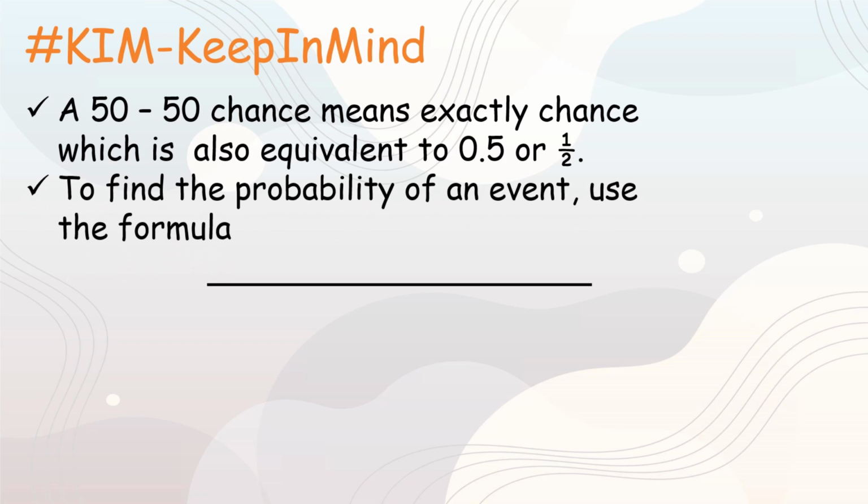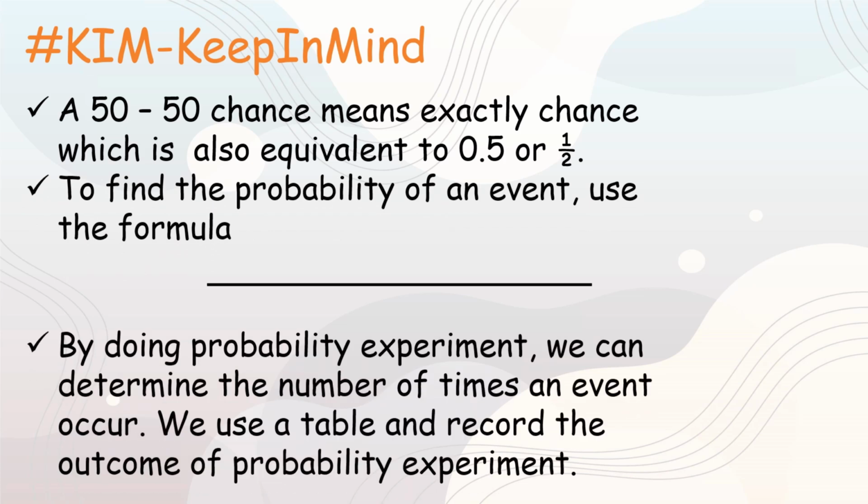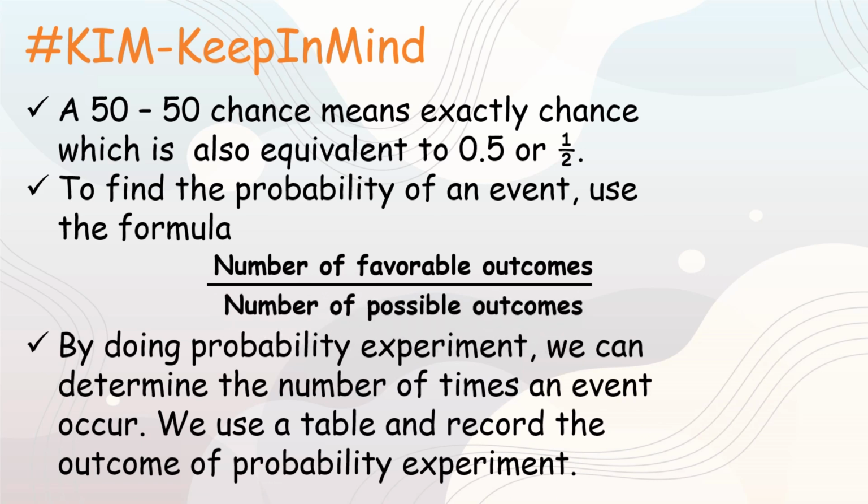Then to find the probability of an event, use the formula: number of favorable outcomes over the number of possible outcomes. By doing a probability experiment, we can determine the number of times events occur. We use a table to record the outcomes of the probability experiment. So, P of heads, no? Don't forget to use the formula. P of heads is equal to the number of favorable outcomes over the number of possible outcomes.